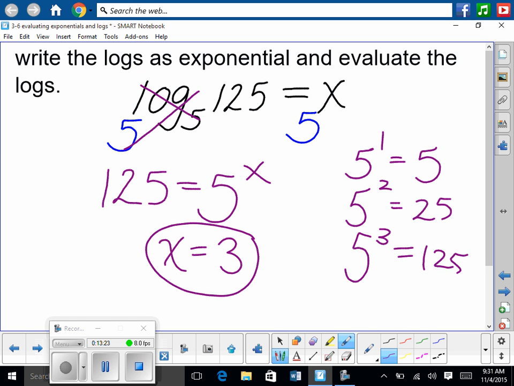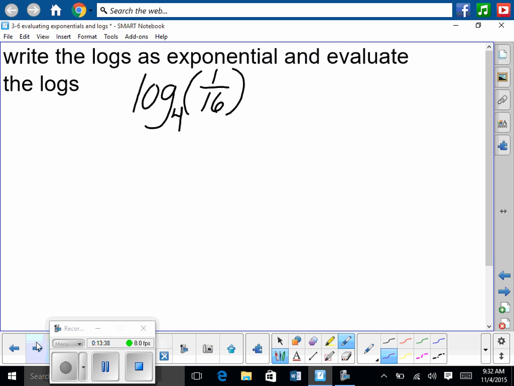Okay, awesome. Yes? Question about the calculator. Okay, we're going to get to that, because you're probably thinking, well, we have this schmancy calculator and there's a log key on there. Can we use that? We'll talk about that in a minute, okay? All right, let's do this one. Here we go. Log to the base 4 of 1 over 16.